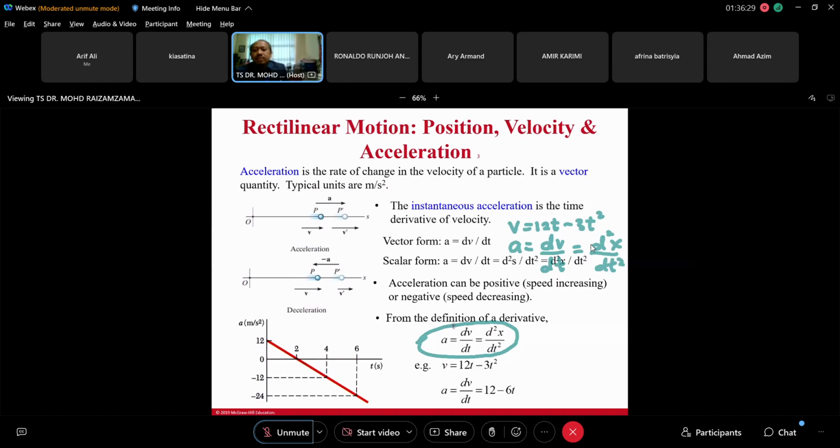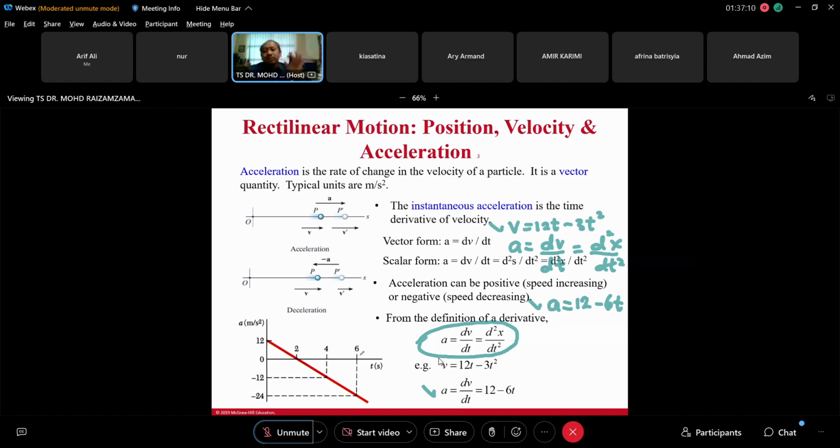If v equals 12t minus 3t squared, can anyone give me the formula for A now? If you differentiate the velocity, it becomes what, class? 12 minus 6t. Yes, correct. Once you know v, you should be able to get A. At t equal to 0, A equals 12. At t equal to 2, it gives you 0. At t equal to 4, it is negative 12. At t equal to 6, it gives you negative 24.